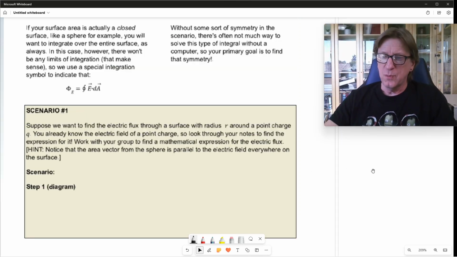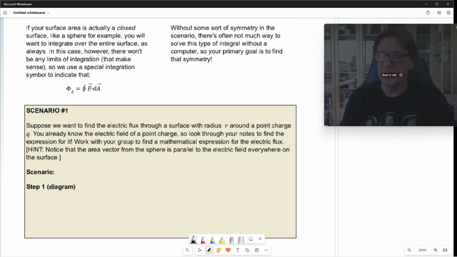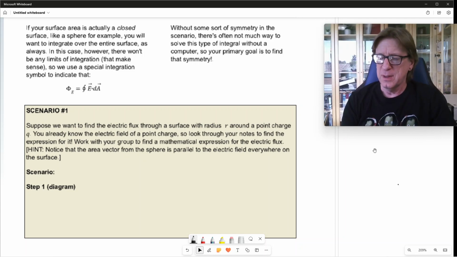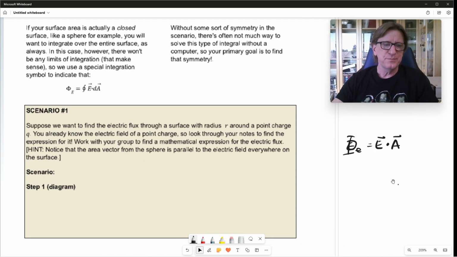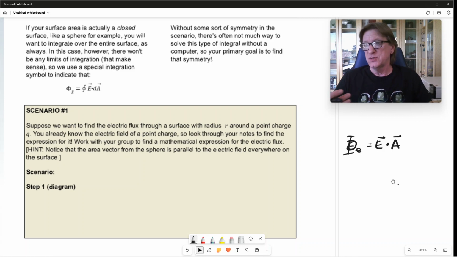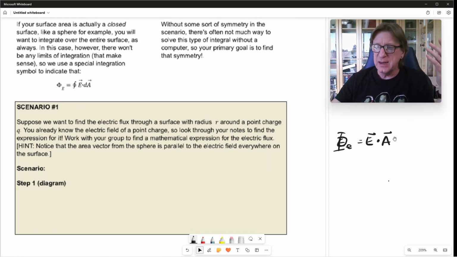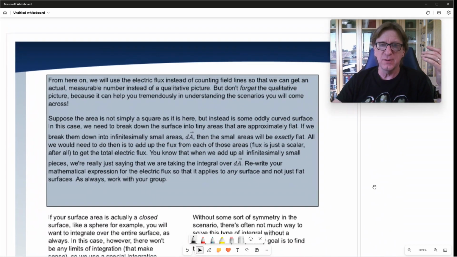Down at the bottom of the page, I'm going to copy it down again here. Just a reminder, we said that the flux, which is a scalar, is going to be E dotted with A, just like that. Let's make this camera a little bit smaller. There we go. So what I need to do, if it's a closed surface, like a sphere, or a square, or a cylinder, or something like that, is go ahead and add up all those pieces.